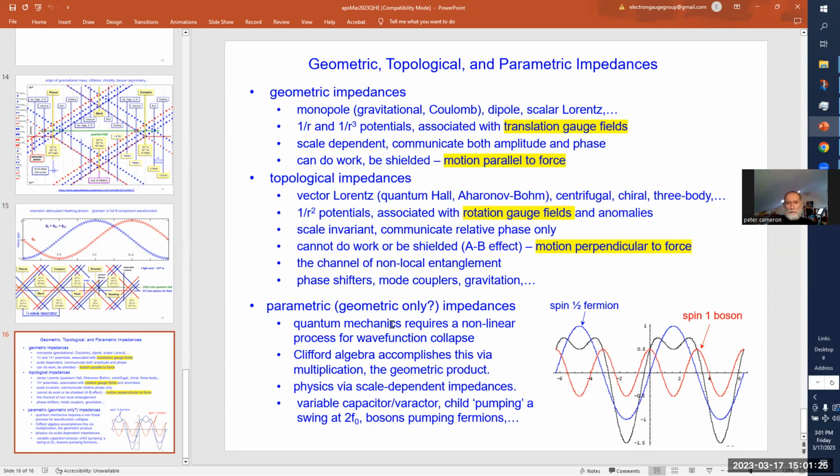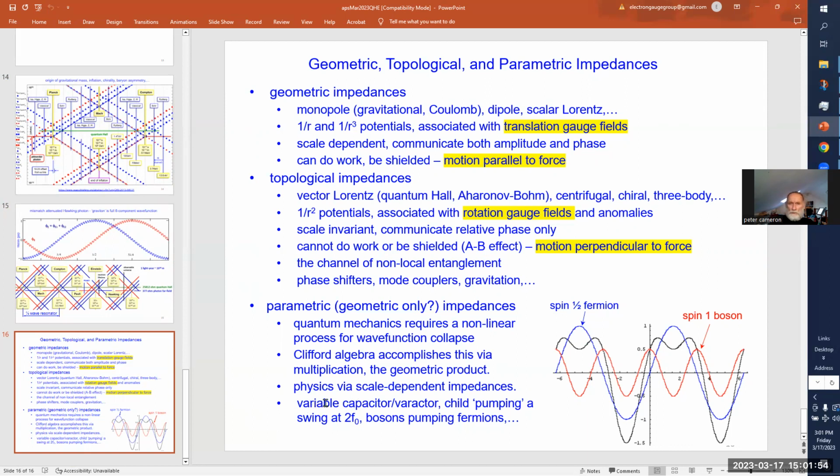And then we've got these parametric impedances. We need a nonlinear process for wave function collapse, and we've got a couple of them. One of them is the fact that we're changing dimensionality with the geometric product, which is what models the interactions, and that's certainly a nonlinear thing. But also the scale-dependent impedances, as the energy tries to escape, the impedances are changing in the scale dependence.